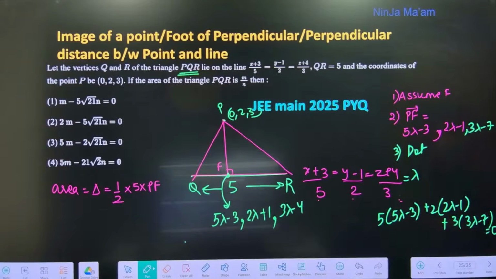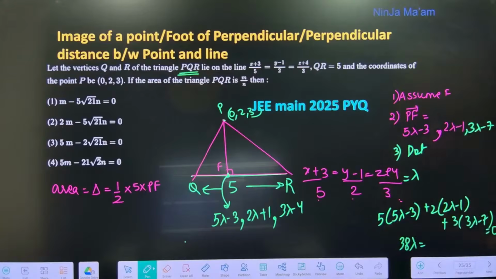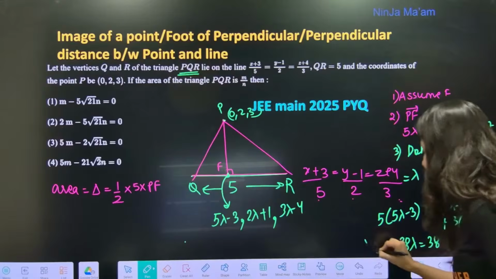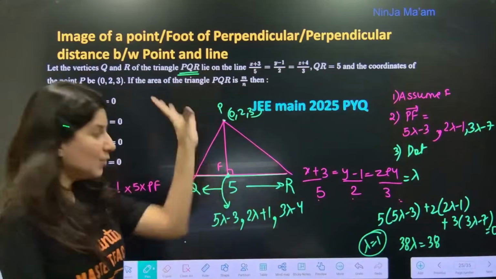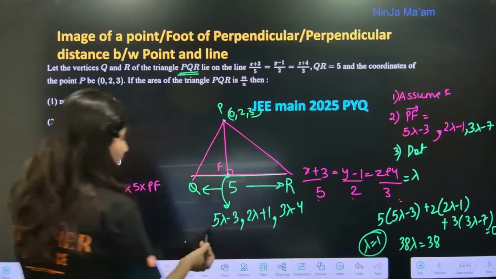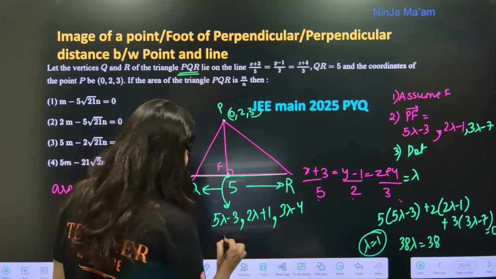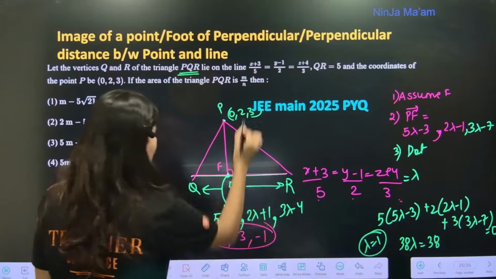If you are going to solve it, 25 plus 9, 34. 34 plus 4 is 38 lambda. And on the right hand side, 15 plus 2 is 17, and 17 plus 21 is 38. Again, can you see how beautifully lambda is becoming 1? Again, right? Can you see the beauty of mathematics? Now put. So it is going to give you what? Yes. So lambda is 1. So this is 2 comma 3 comma minus 1, 2, 3, minus 1 and 0, 2, 3.